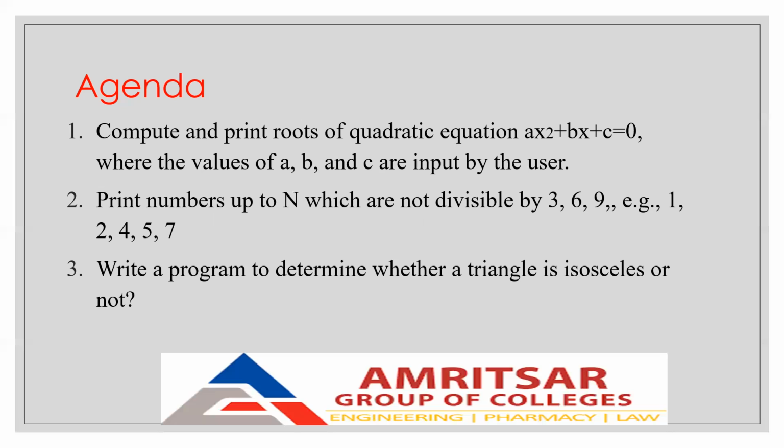And the last one is to write a program to determine whether a triangle is isosceles or not. Now, what is an isosceles triangle? That triangle in which two sides of the triangle are of equal length is known as isosceles. There is also an equilateral triangle in which all three sides are equal, but we are not working on that. So our target is to check whether a triangle is isosceles or not. So without wasting any time, let's go to the IDLE and start writing these programs.